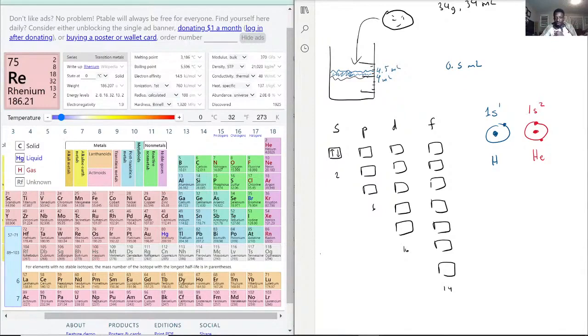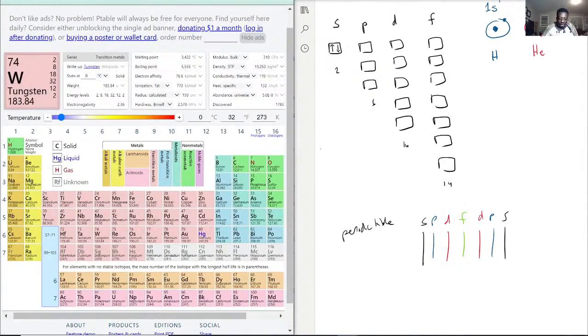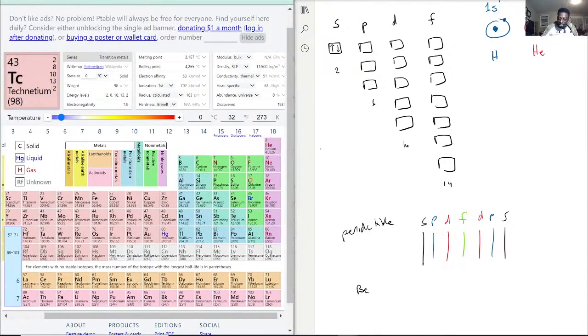That is for the S row specifically. Now P is kind of like a giant sandwich. The way I picture it, it goes S, and then P, and then D, and then F. The reason I say it's like a sandwich, specifically for the periodic table, is because the P's actually start at beryllium. So that row right there will start at beryllium, and it will stop at fluorine.